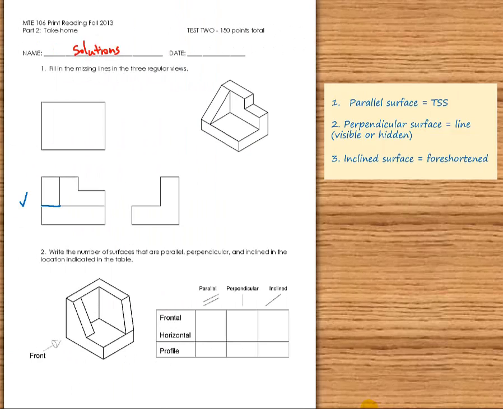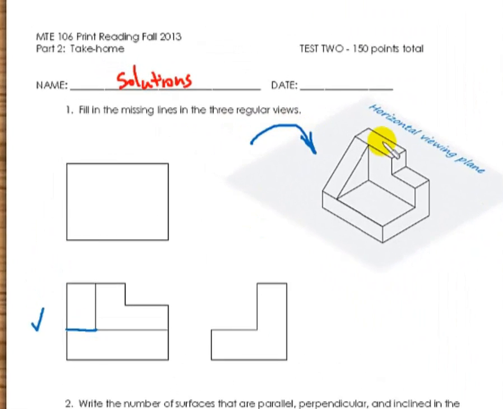Next, we look at the top view. To develop the top view, we look down at the object through the horizontal viewing plane. When we do so, we see 1, 2, 3 surfaces that are parallel to the horizontal viewing plane. These should all appear true size and shape in the top view. So this surface, and this surface should be represented true size and shape.